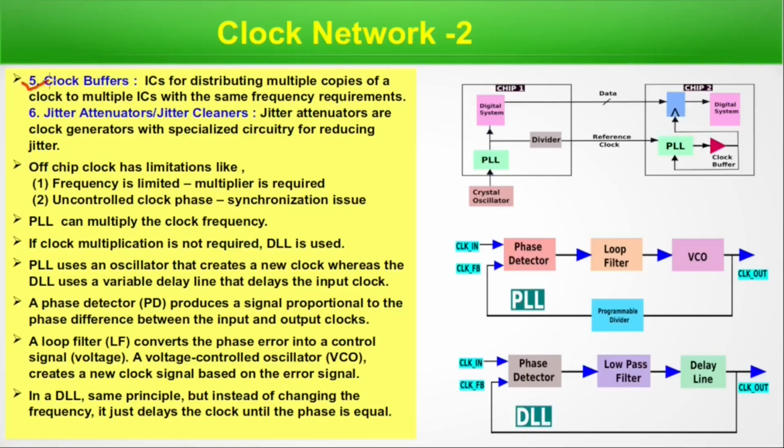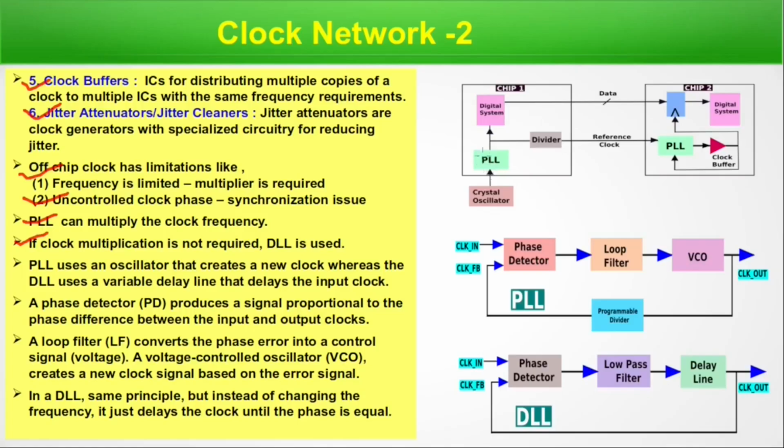Now, off-chip clock has limitations. So, these clock buffers and jitter attenuators. Off-chip clock has limitations like frequency is limited, multiplier is required, and uncontrolled clock phase synchronization issue is there. Now, PLL, which is on-chip, can multiply the clock frequency. If clock multiplication is not required, DLL or delay lock loop is used.